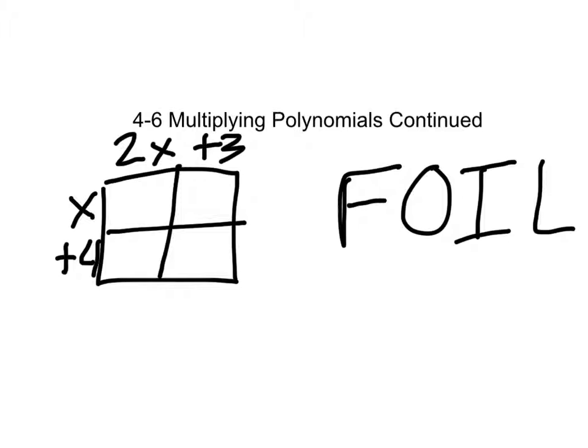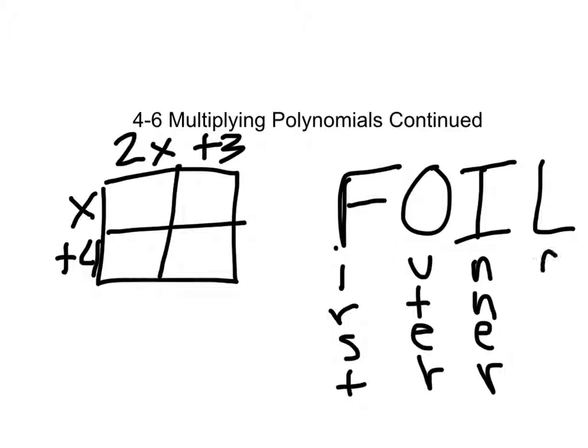Remember, FOIL means first, outer, inner, and then the last. So those are the two ways we do it. Today, I'm pretty much going to focus on using the FOIL method in all three examples, but if you prefer the box method, that's okay. Go ahead and do it with the box method.